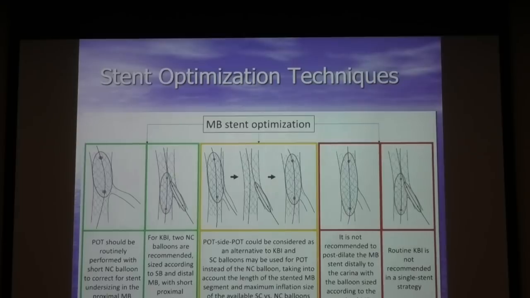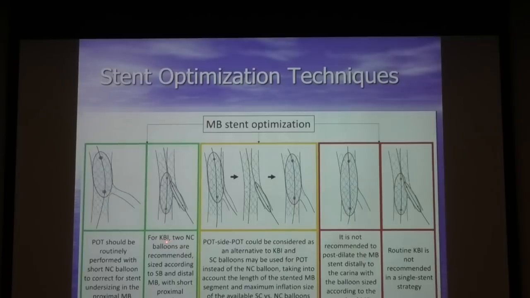Stent optimization technique. What do we mean by optimization technique? You know that the vessel is tapering. The LAD or the left circumflex is smaller than the left main. So you size to the side branch, whether it is an LAD or a circumflex, and the left main is larger, so you have to do optimization, the proximal optimization technique, POT. POT should be routinely performed with a short non-compliant balloon to correct for stent undersizing in the proximal main branch. Meaning you place a 3 millimeter stent here and find the left main is 4, so you should take a short non-compliant balloon to optimize the left main according to the proper size.